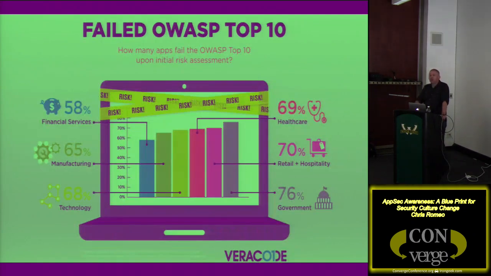So I introduced OWASP Top 10 just to show a nice graphic from the good folks at Veracode. They did this survey to see how many apps fail the OWASP Top 10 upon initial assessment. And that's the percentage of apps that failed. If you look at the government, 76% of apps that were assessed failed the OWASP Top 10 the first time through. Financial services comes in at 58%, and that's the best score they found in their research here. So that tells me that we're not getting any better at fixing these problems that we have.